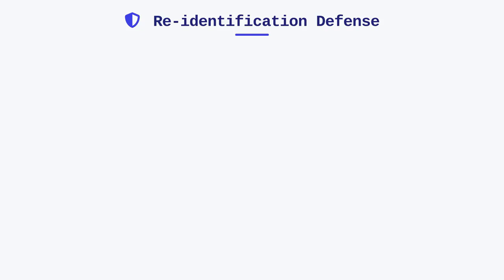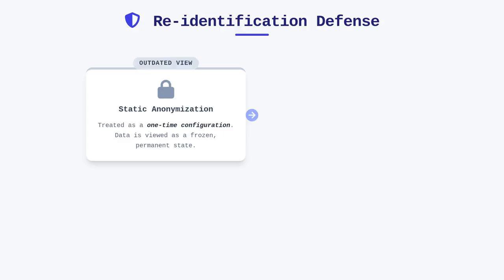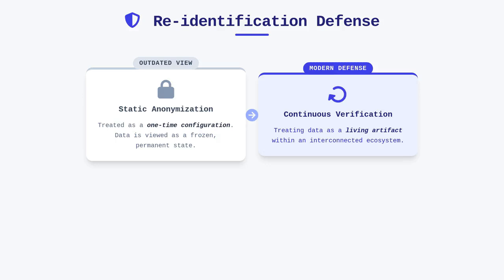In an ideal world, anonymization would be a static state where data is rendered permanently unidentifiable. In practice, however, data is a living artifact that exists within a broader ecosystem of interconnected information. Re-identification defense is the technical process of treating anonymization as a continuous verification problem rather than a one-time configuration task.